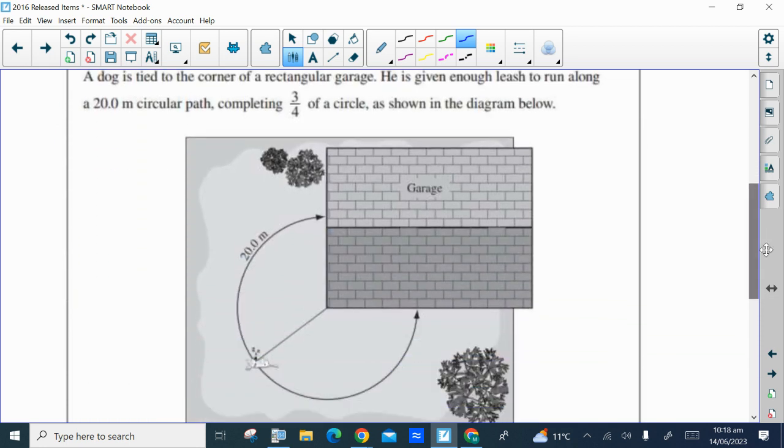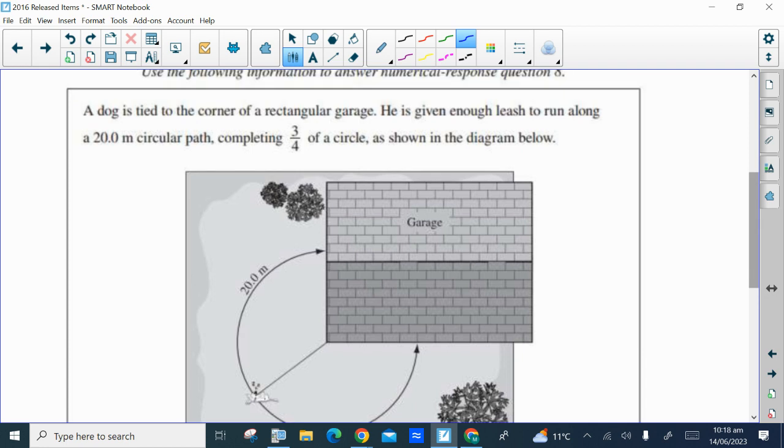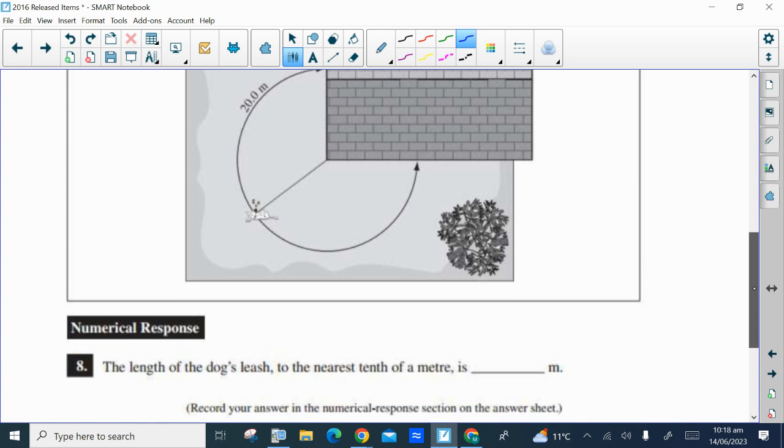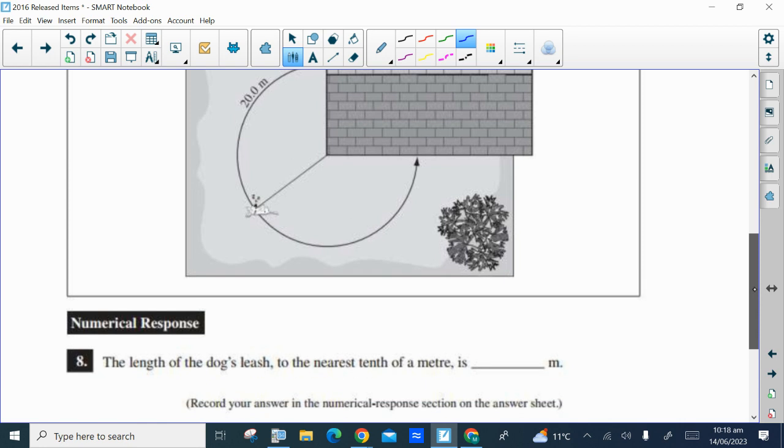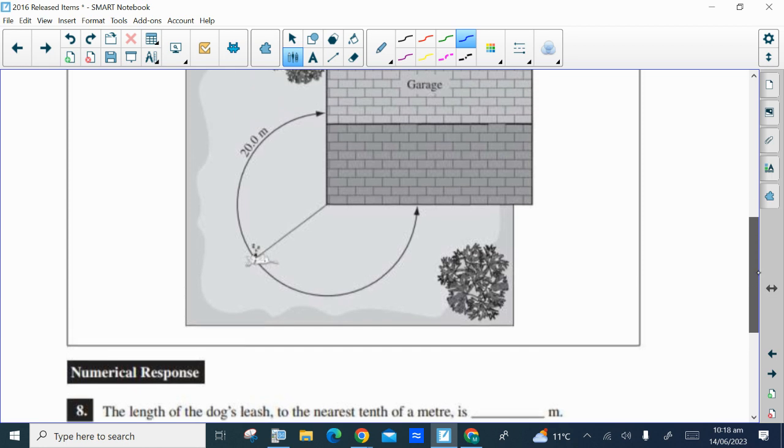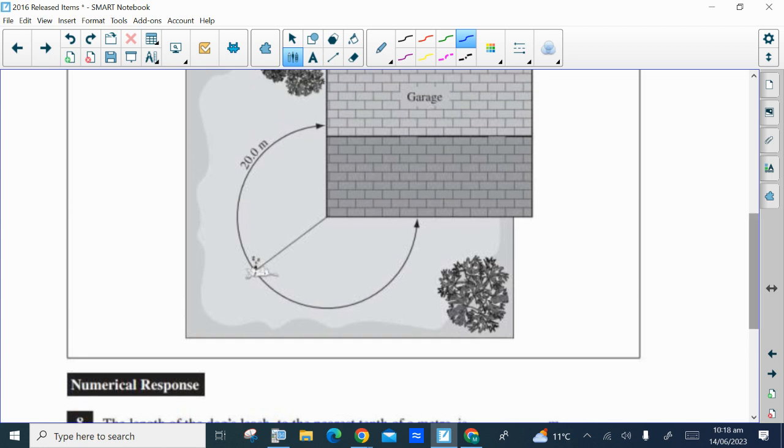All right, next question. A dog is tied to the corner of a rectangular garage. He's given enough leash to run along a 20-meter circular path, completing 3/4 of the circle as shown in the diagram below. The length of the dog's leash, which would be the radius, to the nearest tenth of a meter, is what?